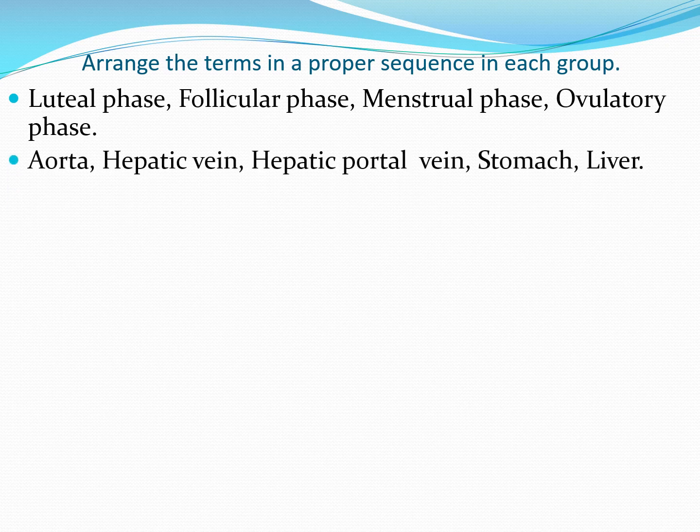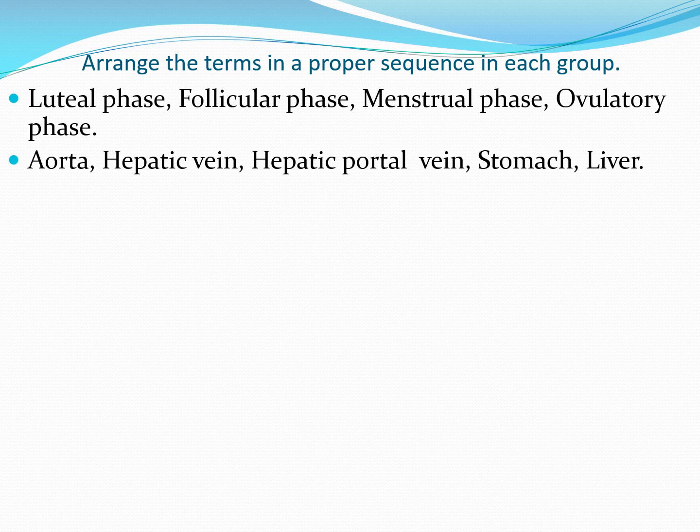Next, aorta, hepatic vein, hepatic portal vein, stomach, liver. It indicates blood flow in the hepatic portal system. So first should be aorta. From aorta blood is carried to stomach, and from there the digested food material and everything will enter into liver through hepatic portal vein. So aorta, stomach, hepatic portal vein, next liver.